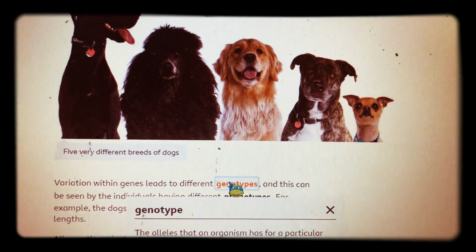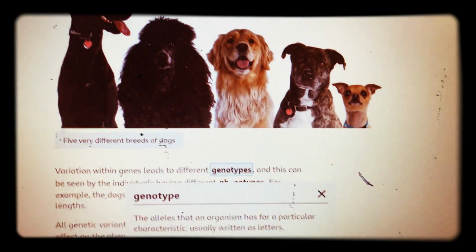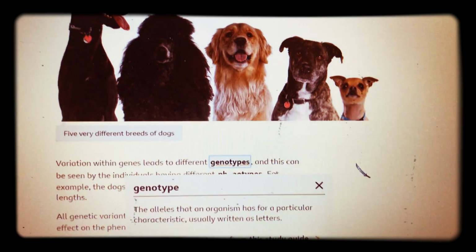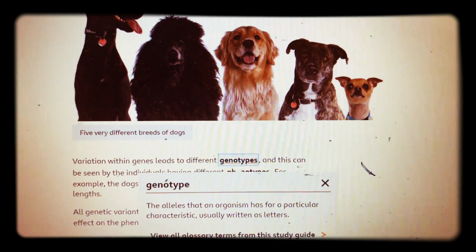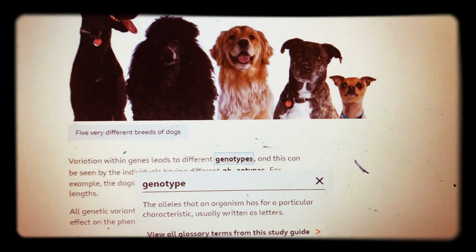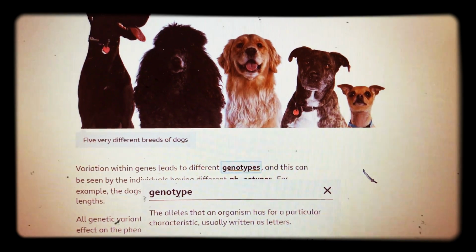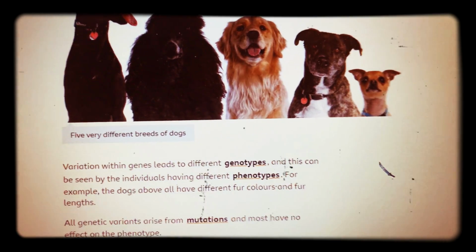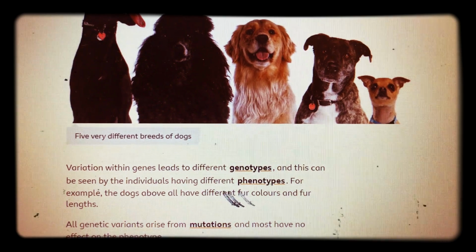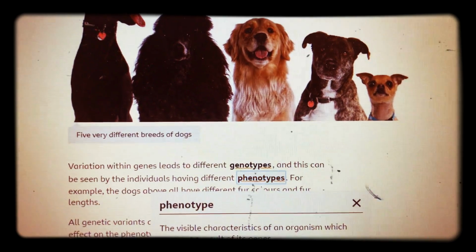A genotype is quite an advanced idea. It is an extension. It talks about the alleles that an organism has for a particular characteristic, usually written as letters, and you learn about those letters at GCSE. Phenotypes, however, is what you see.